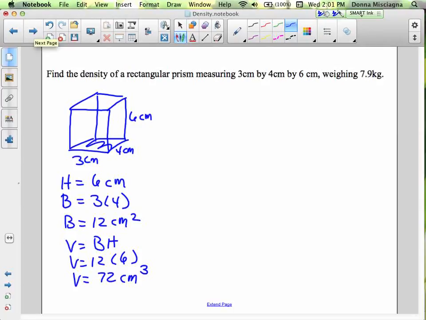So we have the volume. How about our mass? What was the mass? The mass was 7.9 kilograms. Okay. Right, and so now let's set up the density.